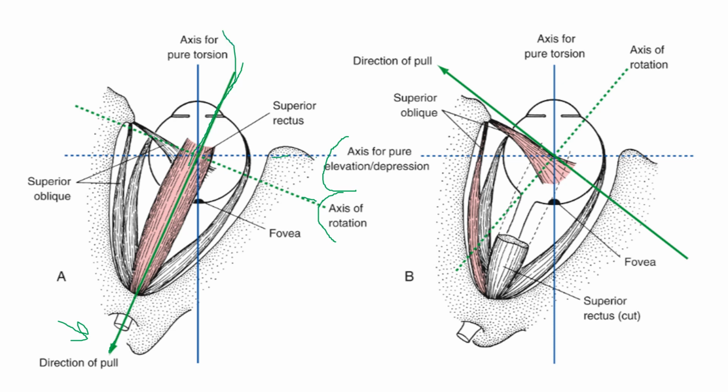And the axis for pure torsion, intorsion, or extorsion would be here. If we have a direction of pull as we do in B, which is coming this way, so you could see superior oblique acting to pull the eye this way, we're going to see it rotate differently. We're going to see the axis of rotation would be the green dotted line here, and the axis for pure elevation and depression on the blue.